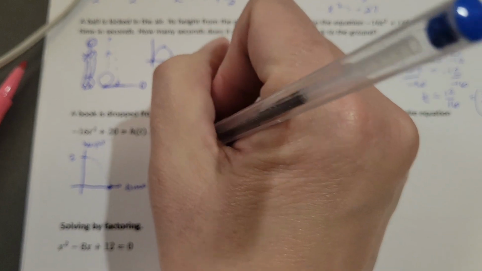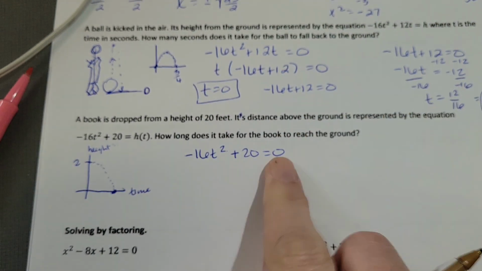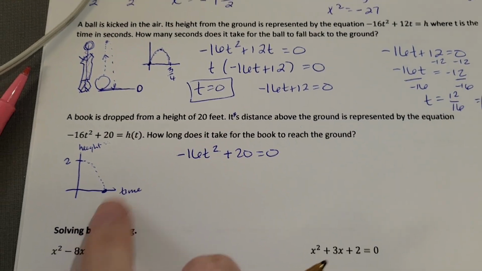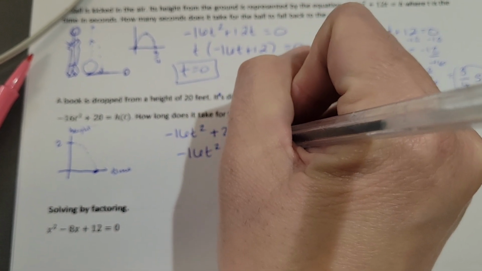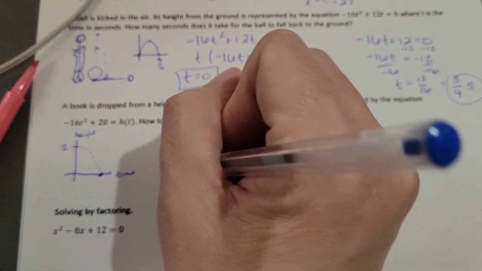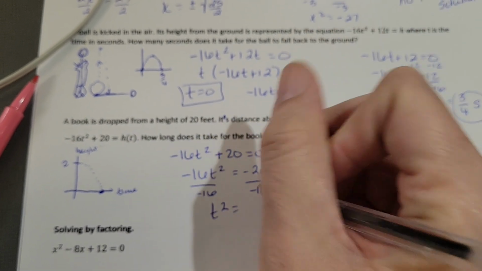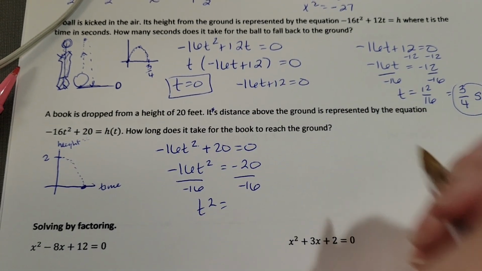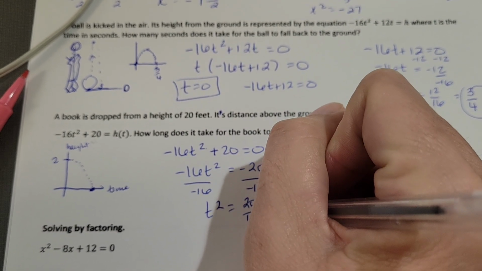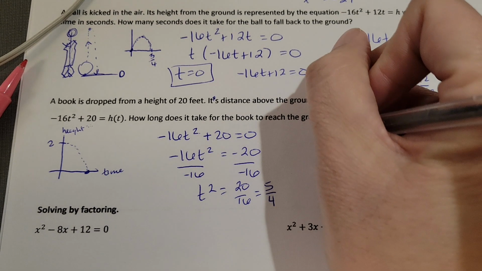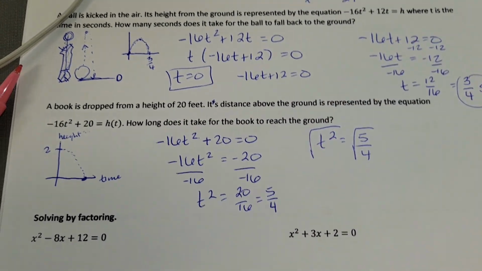So I'm going to solve this equation by setting it equal to 0, because I want to know when the height equals 0. So -16t squared equals -20. I'm going to divide both sides by -16. So t squared equals, those negatives again cancel out, and I'm left with 20 over 16, which is 5/4. I divide them both by 4. So if t squared equals 5/4, I square root both sides.